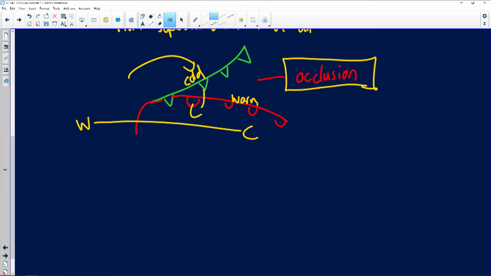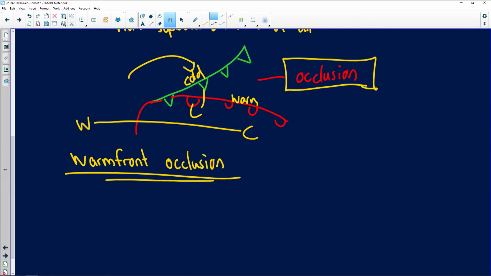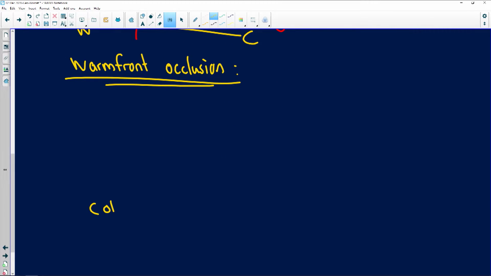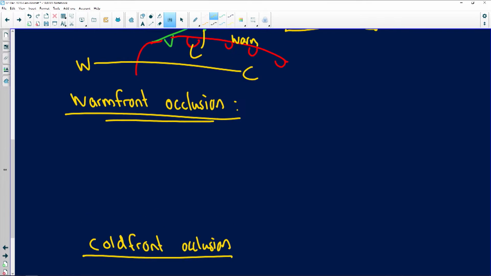Now, very simple, when they ask you about the occlusion stage, think of two different types of occlusion: a warm front occlusion, and a cold front occlusion. The easiest way to explain this, if you struggle to explain it, do yourself a favor, you are allowed to draw the image immediately. Draw the image if you need to explain it.